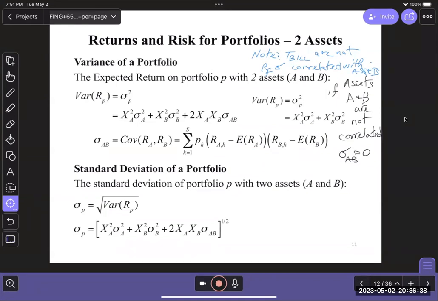So what we found here is the formula for the variance of the portfolio of risky assets, on the 2 assets. So I'm going to stop here.